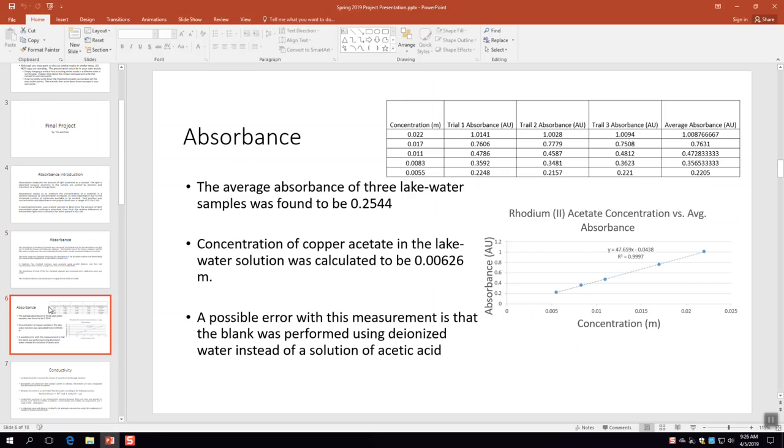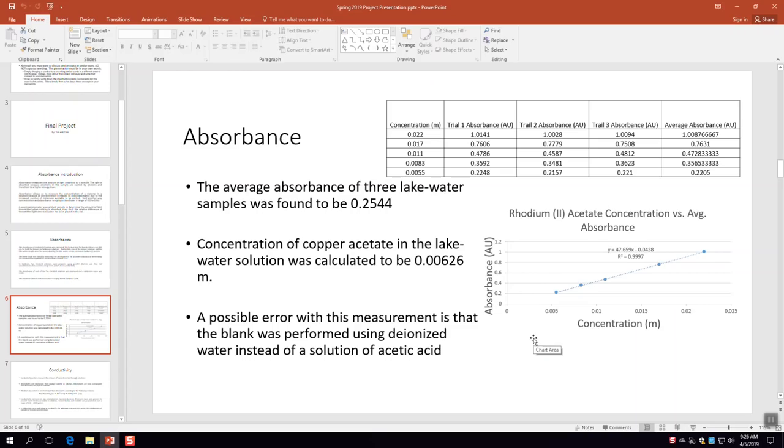So here are our results from the absorbance portion of the experiment. You can see our concentrations of our solutions that we made here, along with the absorbance of those solutions on our first trial, our second trial, and our third trial, along with the averages of those absorbances. And then here we have graphed on the x-axis the concentrations that we used, and on the y-axis the average absorbances. And you'll see that our R squared was 0.997, which indicates that we did a good job making our solutions and have a good linear relationship between concentration and absorbance. We then took the lake water sample and we measured its absorbance 3 times, and we found the average absorbance to be 0.2544.